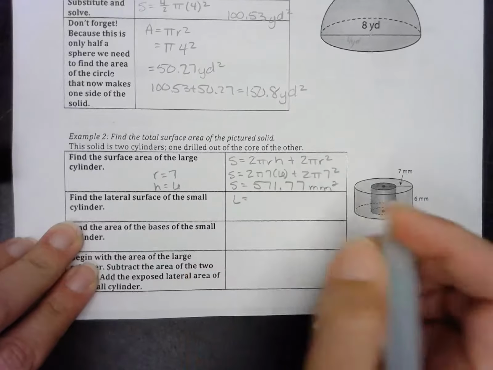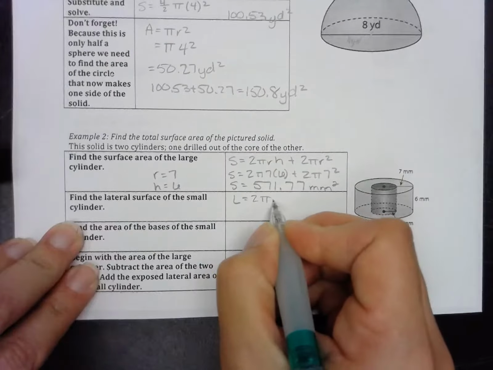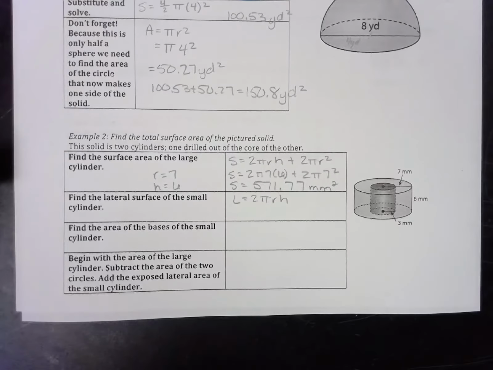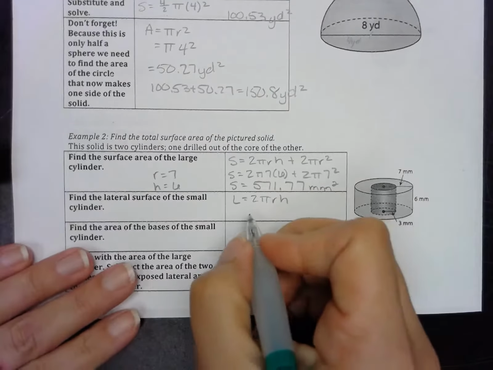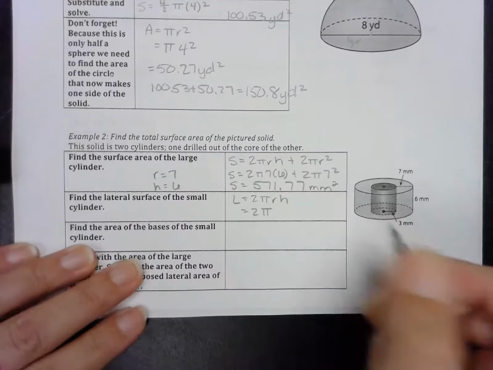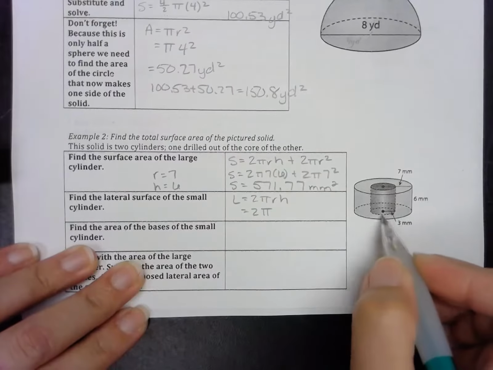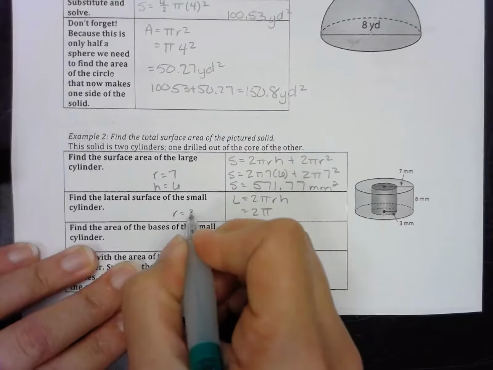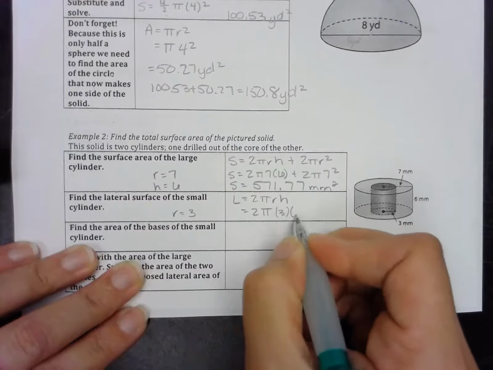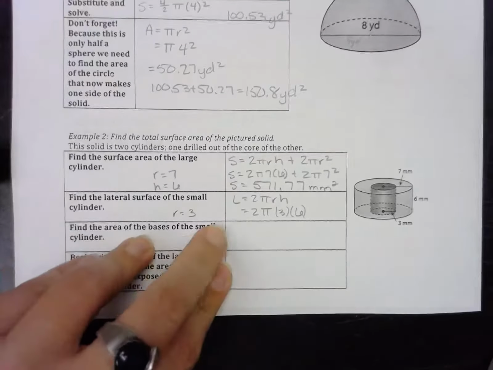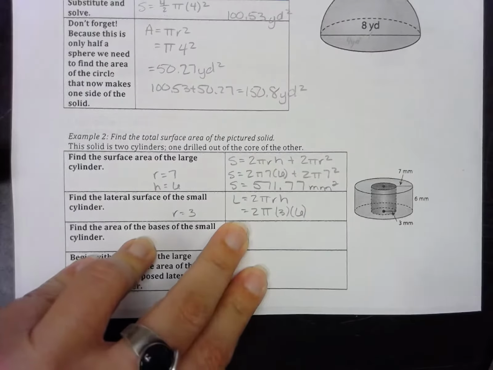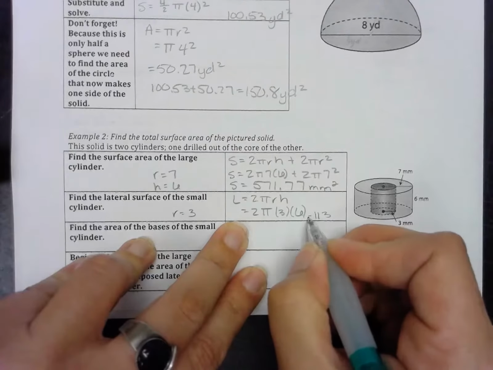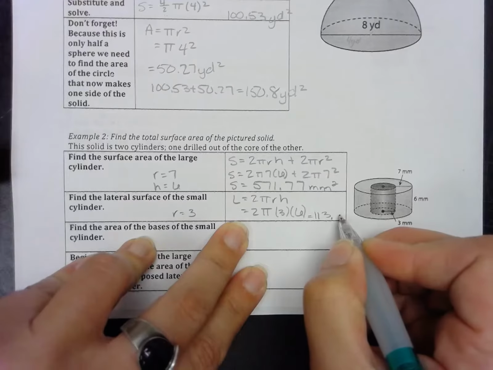So the lateral surface area of a cylinder is 2 pi r h. When we find that lateral surface area, that will be what's exposed inside the big cylinder. So 2 pi. Now the radius of the small cylinder is different. The radius of the small cylinder is 3. But the height's the same. Nothing changed there. So the lateral surface area is 2 pi times 3 times 6, which is 113.1.